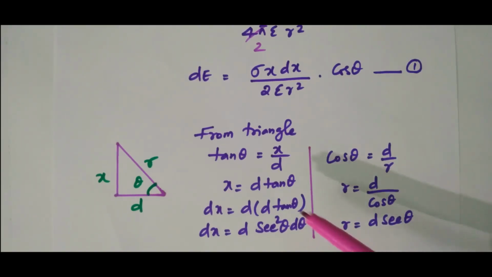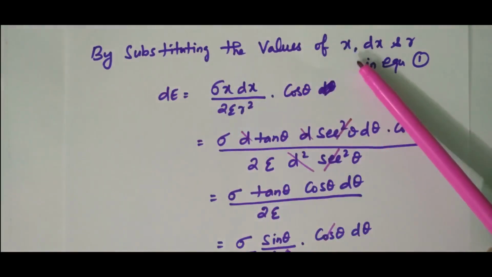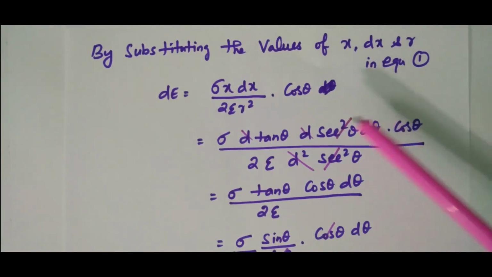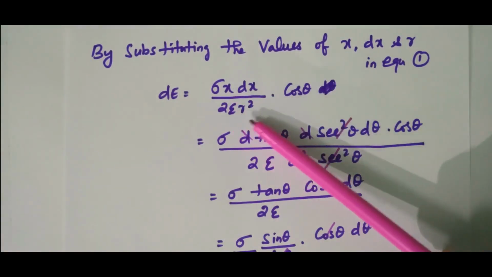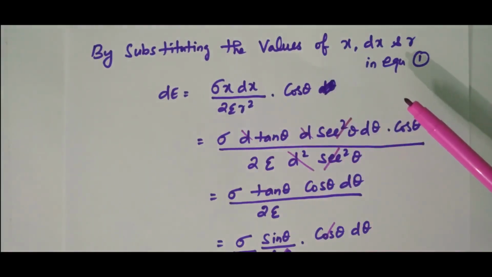Now we are going to substitute this x value, dx value and r expression in equation number 1. What is equation number 1? Sigma x dx divided by 2 epsilon r square into cos theta. That is equation 1.